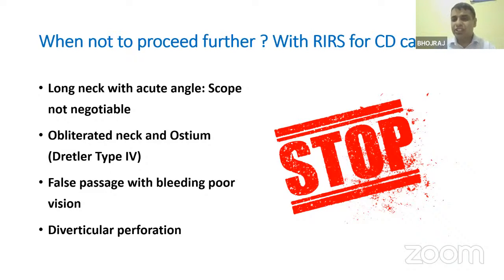So when not to proceed further with RIRS for calyceal diverticular calculi? If there is a long neck with an acute angle and the scope is not negotiable, please do not venture. Obliterated neck and ostium, Hatler type 4 or type 3, whatever is there, then in those cases, false passage with bleeding and poor vision, and diverticular perforation, you should keep in mind that it is better to stop, because leaving the problem as it is is better than a dead solution.